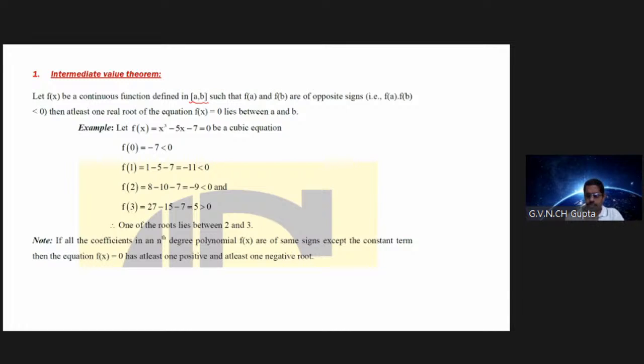First I will show it geometrically, then analytically. This is the origin, x-axis, y-axis. What is the geometrical meaning of continuous? The graph of f of x can be drawn without breakings. Without breakings means no gaps. So, I am drawing a rough sketch of the function f of x.